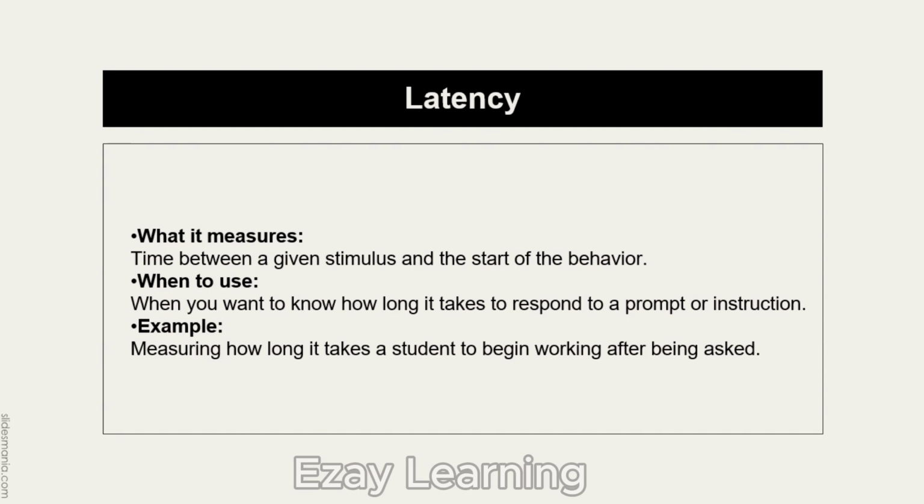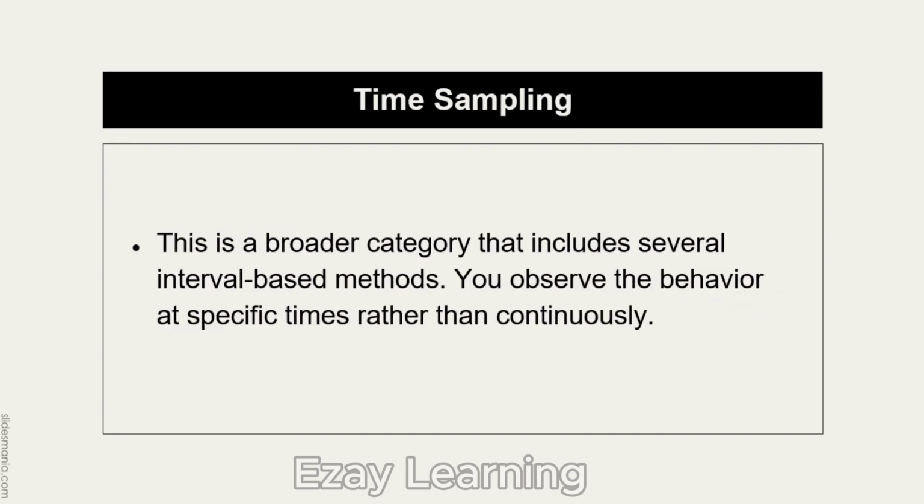Now latency can be high for some kids and low for some kids. For example, if a teacher is giving instructions to many students in a class, some of them follow it immediately, some of them follow it gradually. That would be their latency. When to use this? When you want to know how long it takes to respond to a prompt or instruction. An example is measuring how long it takes a student to begin working after being asked.